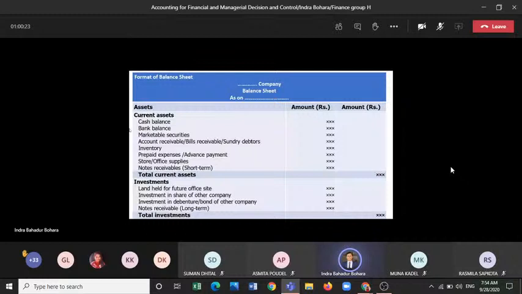Under the liquidity base, first we start from the assets. Always we start from the assets under either liquidity base or permanency base. And under assets, there are different types of assets, as I have just told you. Current assets is the first heading, and under current assets: cash, bank, closing stock, debtors, accounts receivable, bills receivable, short-term notes receivable, advance payment, prepaid, and office supplies. They are written first under the current assets.